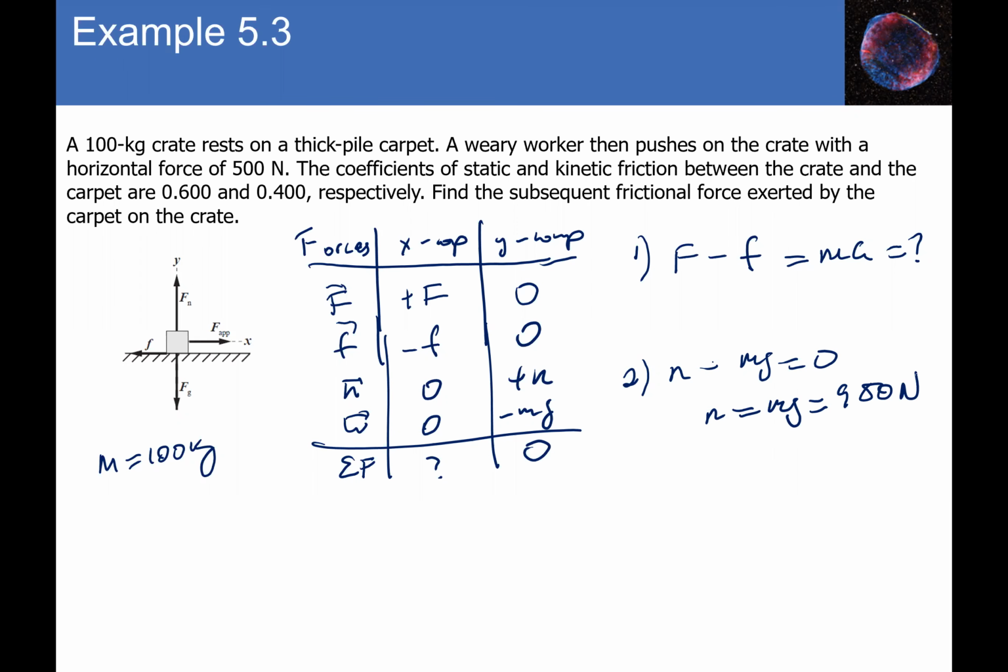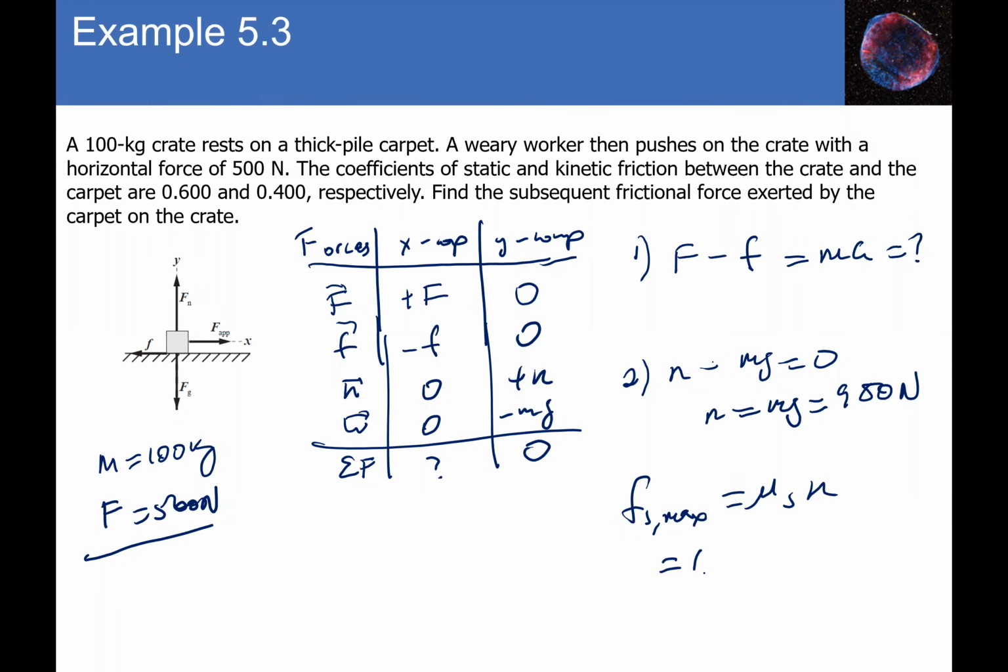Well, the question here is this: how do I know if I'm dealing with static friction or kinetic friction? I know that my applied force is 500 newtons. The question is, is this higher than the maximum static frictional force or not? If the maximum friction force is less than 500, that means the applied force is strong enough that the crate will be pulled. So what we can do is calculate the maximum static frictional force, which is the coefficient of static friction times the normal force.